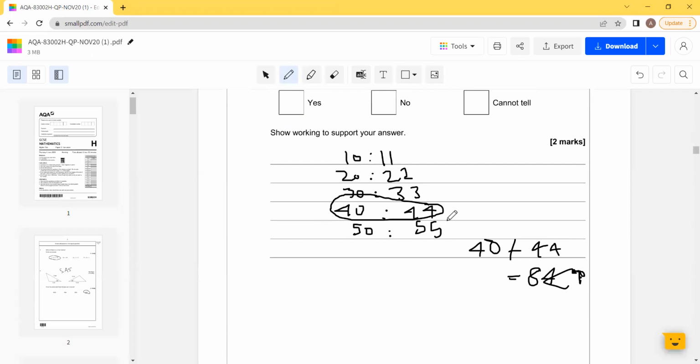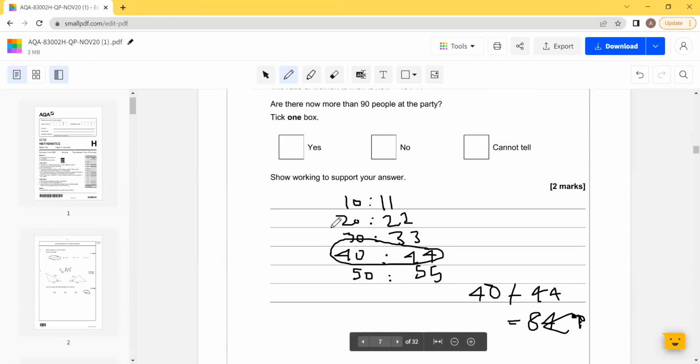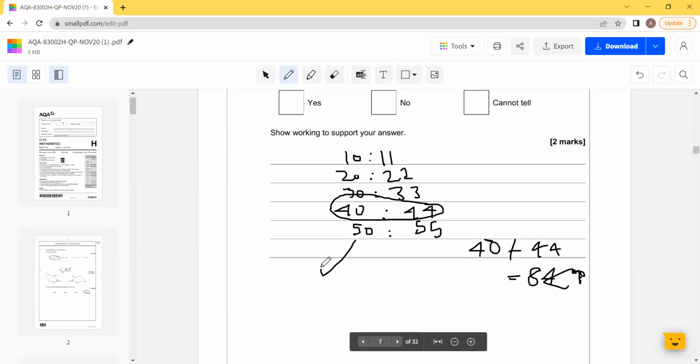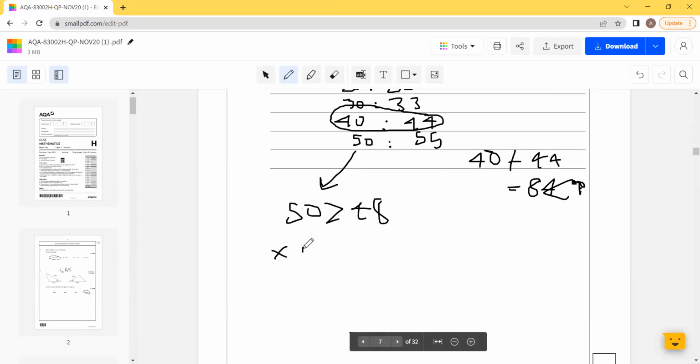And we shouldn't stop here. 50:55 is also examinable. But if there are 50 women, it can't be this one because 50 is greater than 48. So this is not possible, because this means that women arrived instead of leaving.